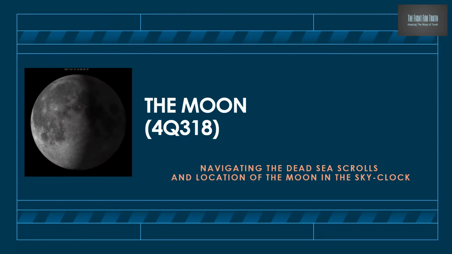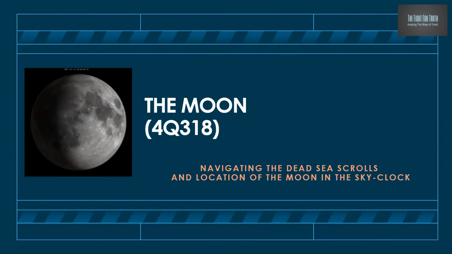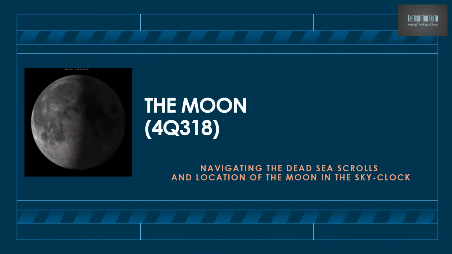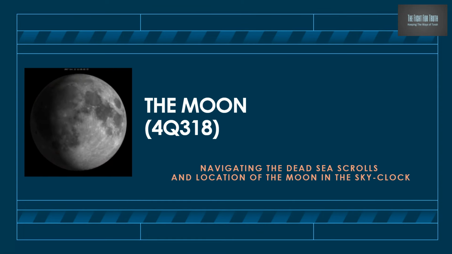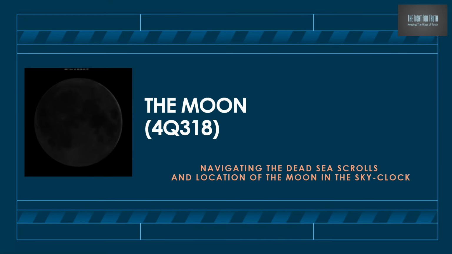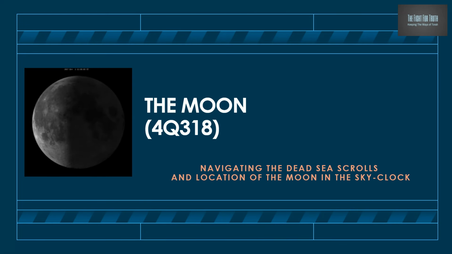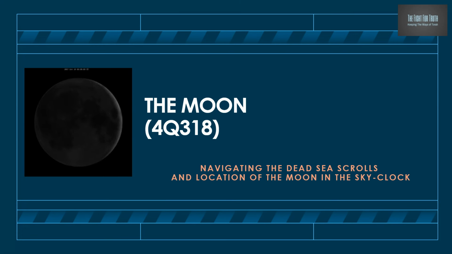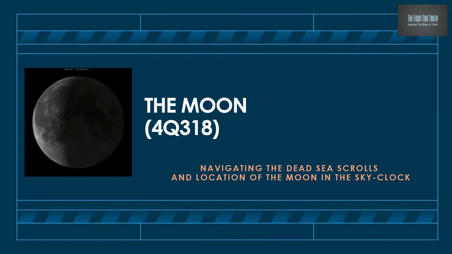The Dead Sea Scrolls have many fragments that, although small, have evidence of a much bigger story. And today we are going to be visiting 4Q318. While it is a small fragment, we know it had many more sections, and this document holds a valuable key to our calendar. And I think everyone should be looking at this. We're going to be navigating the Dead Sea Scrolls today and the location of the moon in the sky clock.